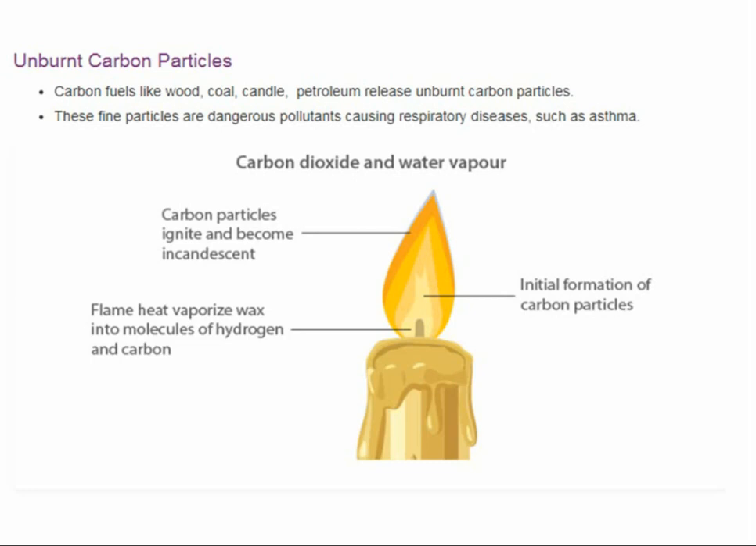Now, as you can see here, we have again the structure of flame. So above, the carbon particles ignite and become incandescent, the initial form of carbon particles in the center, and flame heat vaporize into molecules of hydrogen and carbon in the least hot zone of the candle flame.